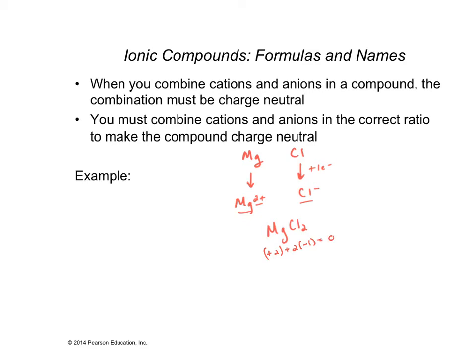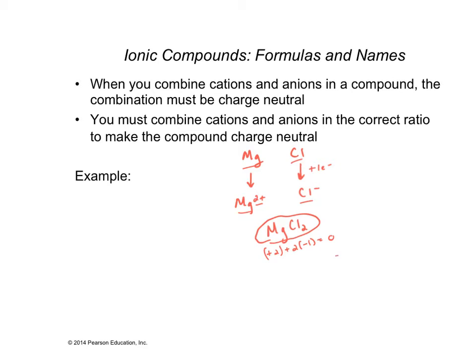So this is how, given whatever type of atoms are going in to make this ionic compound, you can know what the formula unit, or the chemical formula, whatever you want to call it, is going to be. You need to combine them in whatever ratio gives you overall charge neutrality.